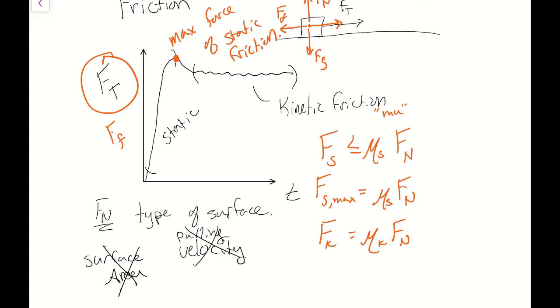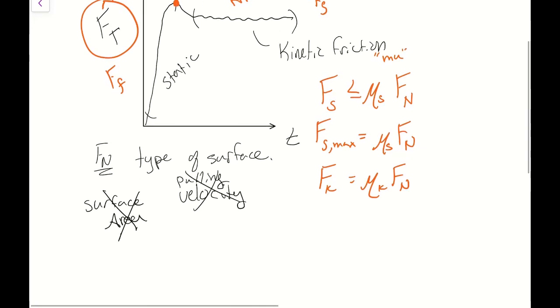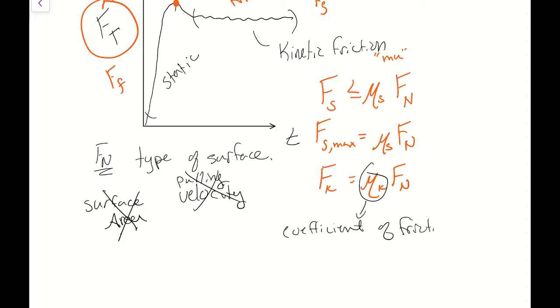Okay, so let's talk briefly about this mu sub K. This is the coefficient of friction, and that can be static or kinetic. Coefficients are just numbers, okay? So this is the one thing that we're going to have in physics at this moment that does not have a unit. So it's just a number.